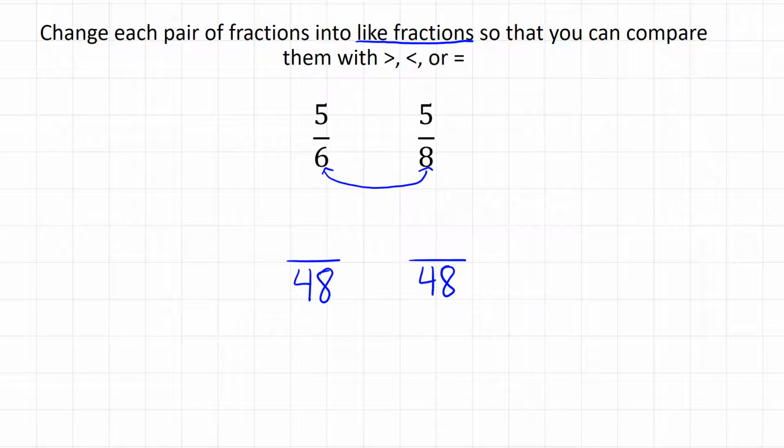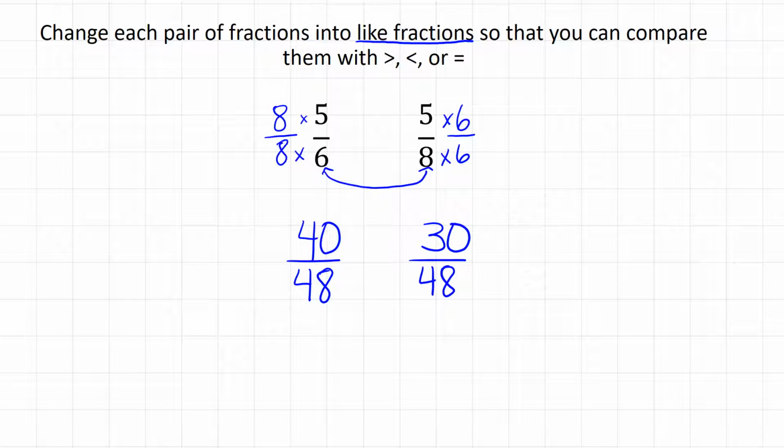So now let's take a closer look at our first fraction. We have 5 over 6. Well, I multiplied the denominator by 8, and whatever I do to the bottom, I have to do to the top, so I'm going to multiply the top by 8 as well. 8 times 5 gives me 40. On to my next fraction. I multiplied 8 by 6 to get 48. And whatever I did to the bottom, I have to do to the top as well. So I'm going to multiply 5 times 6 to get 30.